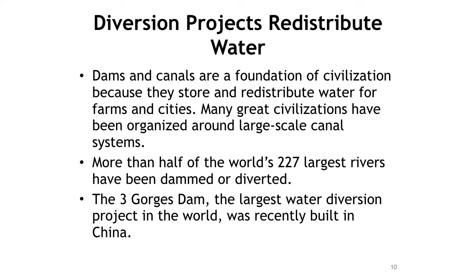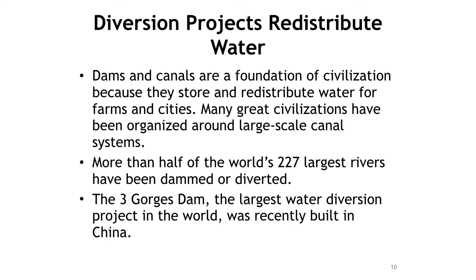Dams and canals are a foundation of civilization because they store and redistribute water for farms and cities. Many great civilizations have been organized around large-scale canal systems, including the ancient empires of Sumeria, Egypt, and India. As modern dams and water diversion projects have grown in scale and number, though, their environmental costs have raised serious questions about efficiency, costs, and the loss of river ecosystems.